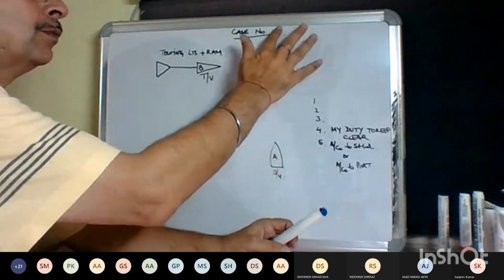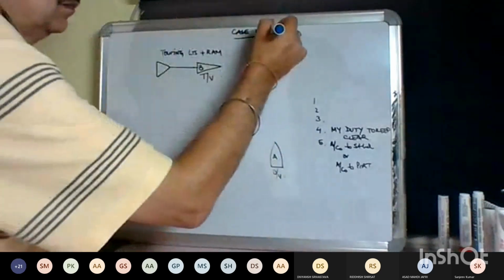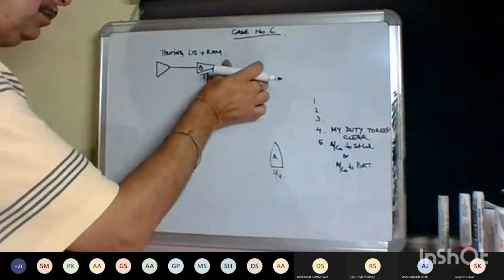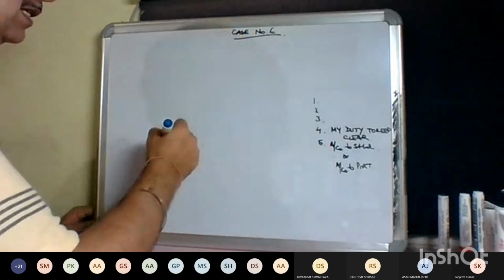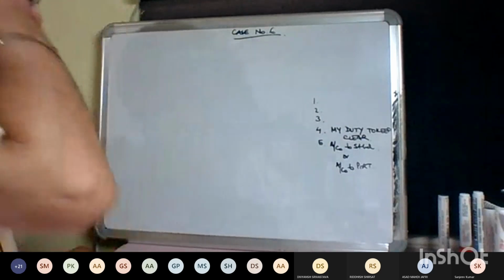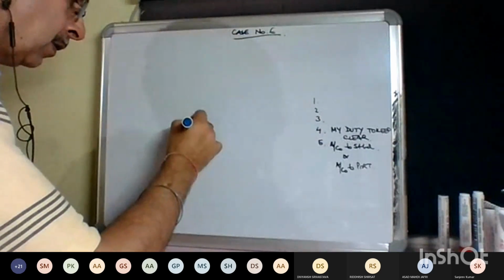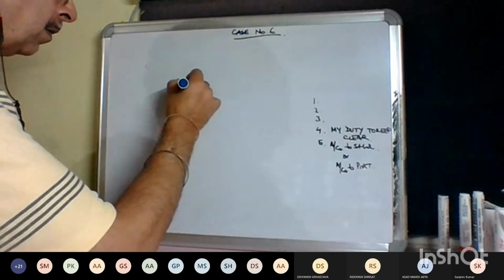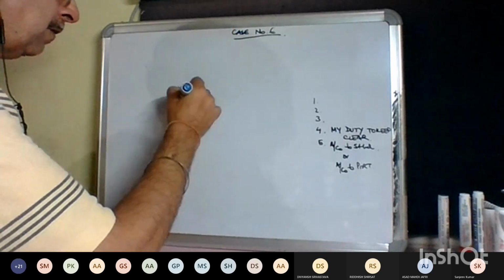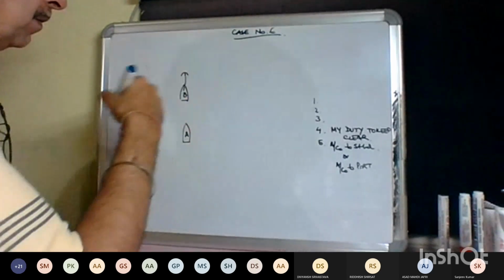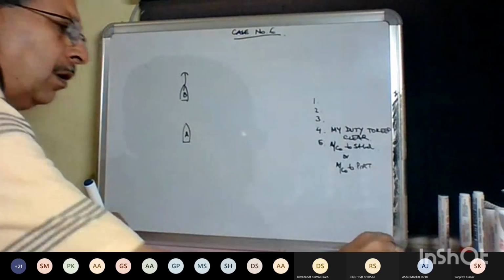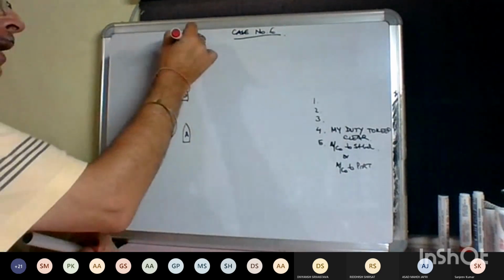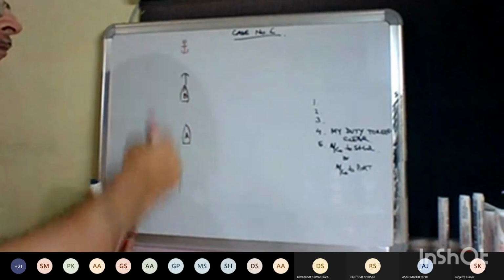अभी मैं केस नंबर 6 पे जा रहा हूँ. केस नंबर 6. मैं 5 पे वापस आऊंगा. 5 is not over as yet. So I'm on case number 6 now. And on case number 6, this is my vessel. This is a vessel B, which is anchored like this. I have to go and drop anchor here.